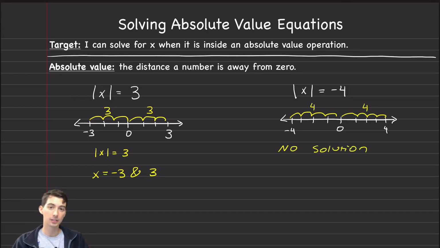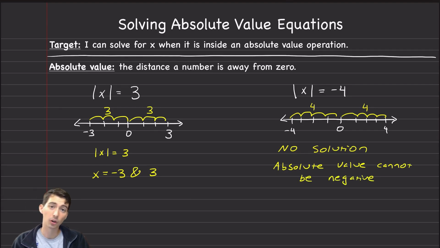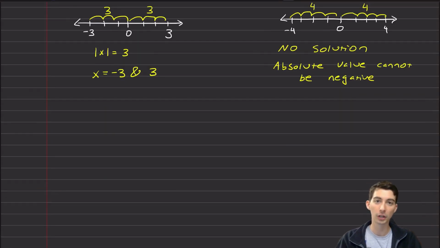solution. Okay? And so we remember that absolute value cannot be negative. Okay, we're always looking for the positive value when we're dealing with absolute value. Let's go over a couple examples.